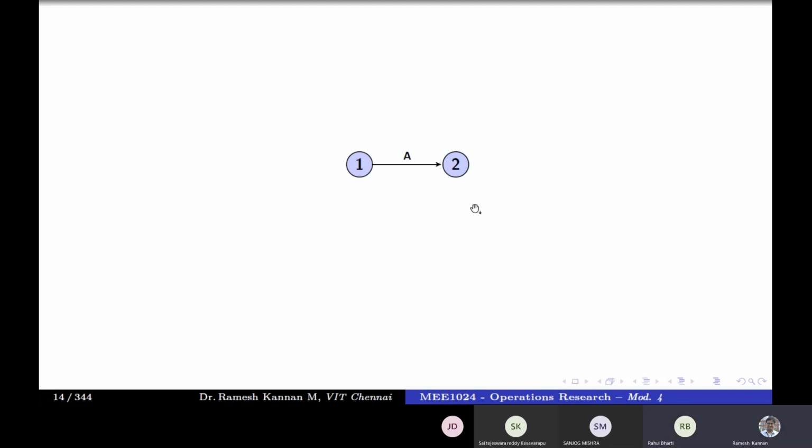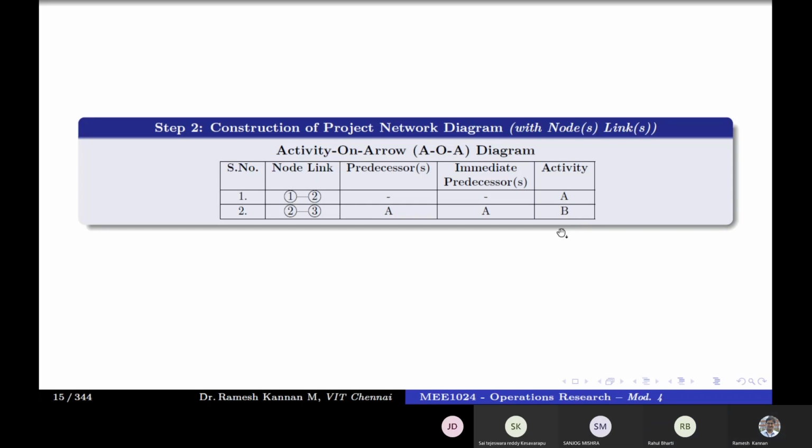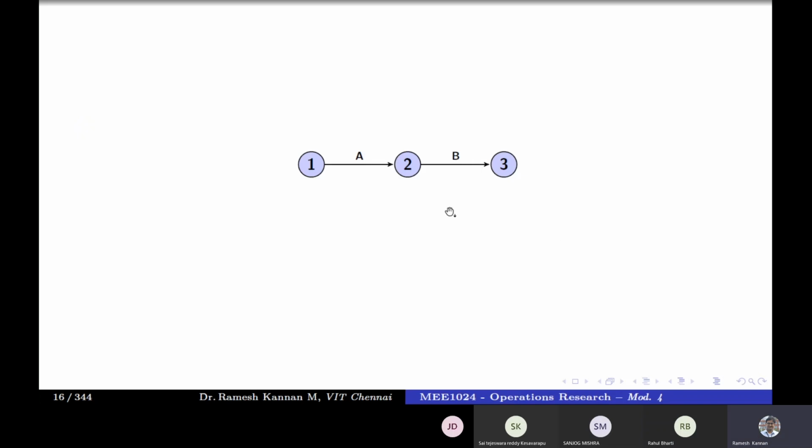Okay. Next is activity B. Activity B depends on activity A, so the node link is 2 to 3. Something like that. So after A only, you can start activity B.